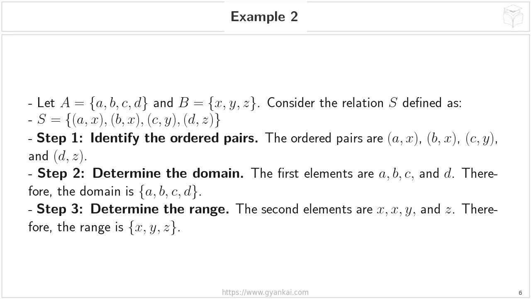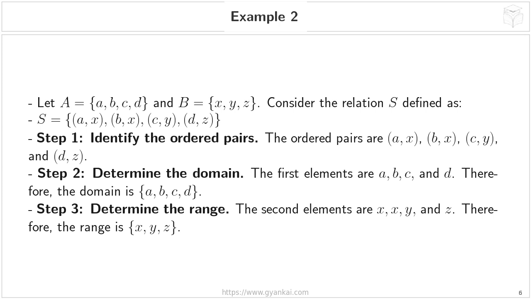Next, let's determine the range. The range is the set of all the second elements in the ordered pairs. Looking at our ordered pairs, the second elements are X, X, Y, and Z. We only list each unique element once. So, the range of relation S is the set containing X, Y, and Z, which we write as {X, Y, Z}.